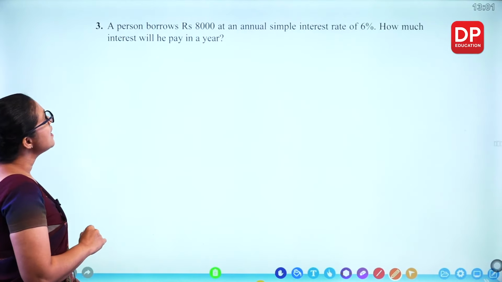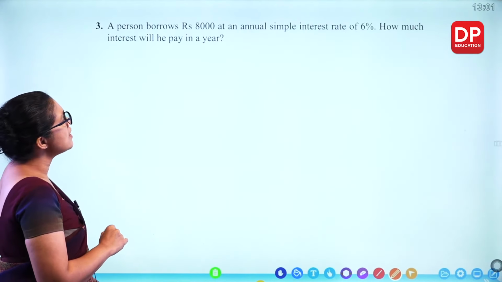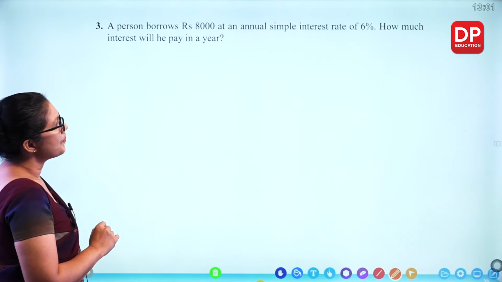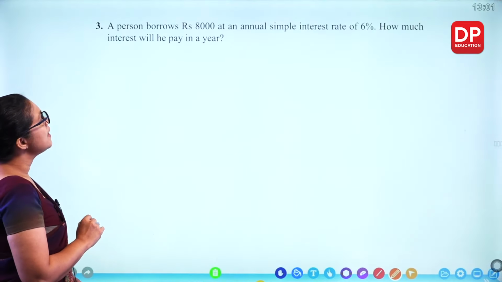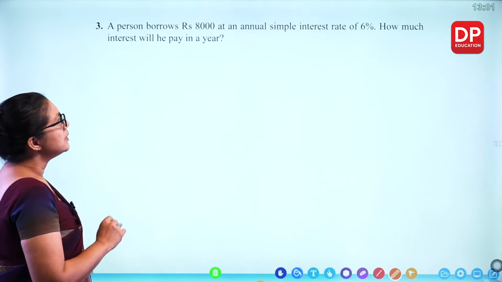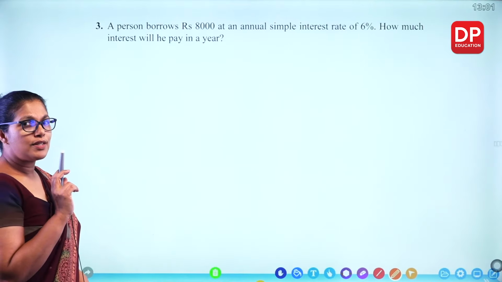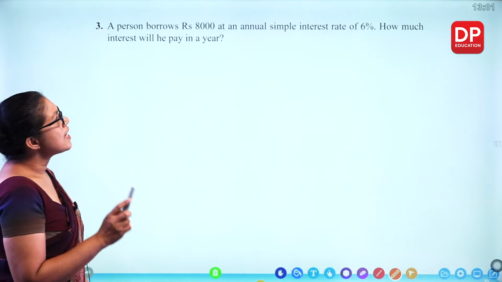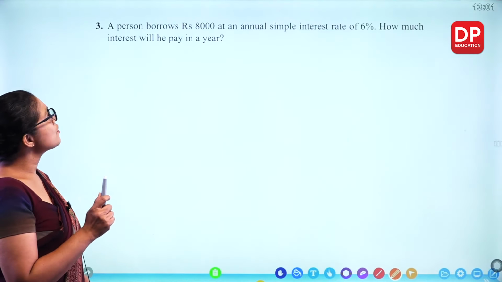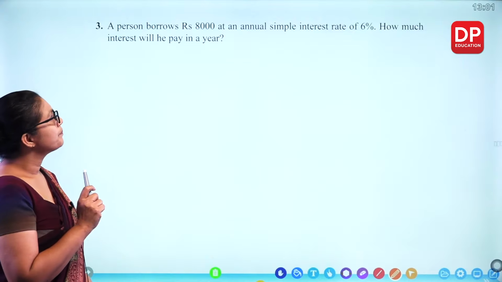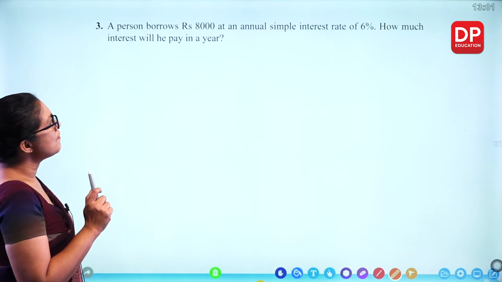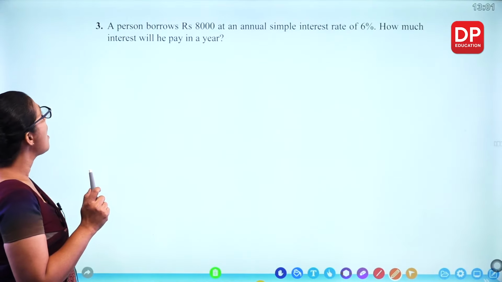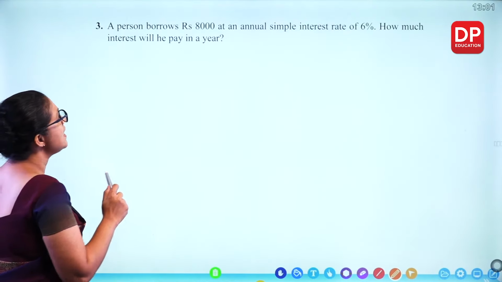Question number 3. A person borrows 8,000 at an annual simple interest rate of 6%. How much interest will he pay in a year? So what is simple interest? You did this in grade 10 and 9. So every time you are calculating the interest for the initial value. So 8,000 is the initial value and 6% is the annual simple interest rate. How much interest will he pay in a year?